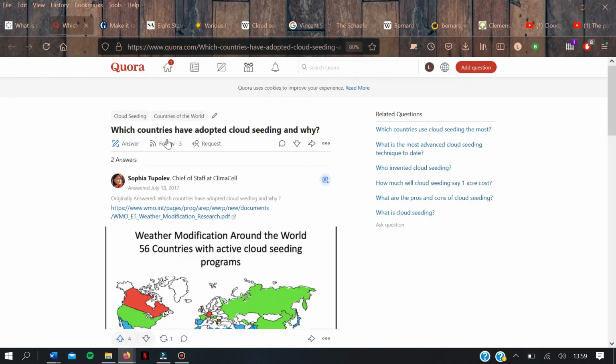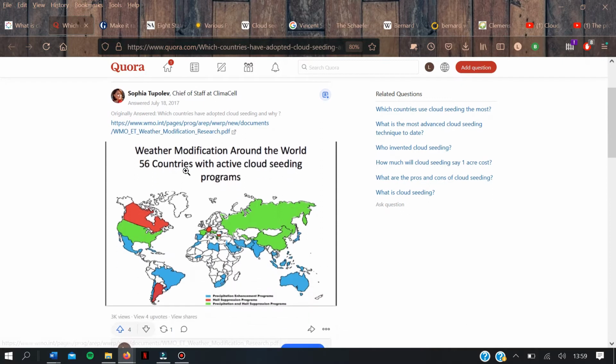Now, just to highlight the widespread application of cloud seeding, from 2017, it's been used in 56 countries for different purposes. Now, the colors indicate those purposes: blue being precipitation enhancement programs, red hail suppression programs, and green precipitation and hail suppressing programs. Now, as I stated, sometimes it's used to encourage precipitation, that being rainfall and snowfall, and sometimes it's used to withhold rainfall, especially when certain countries are struggling with flooding.